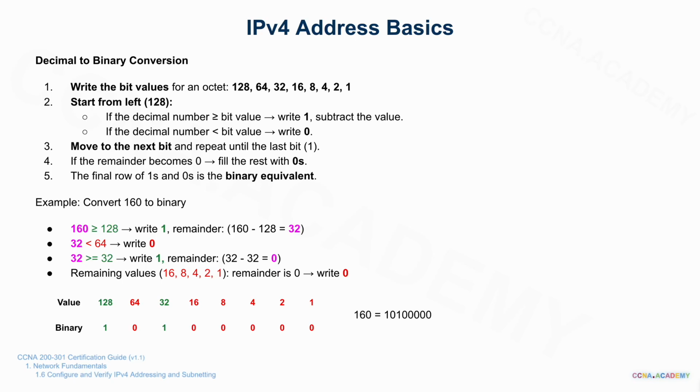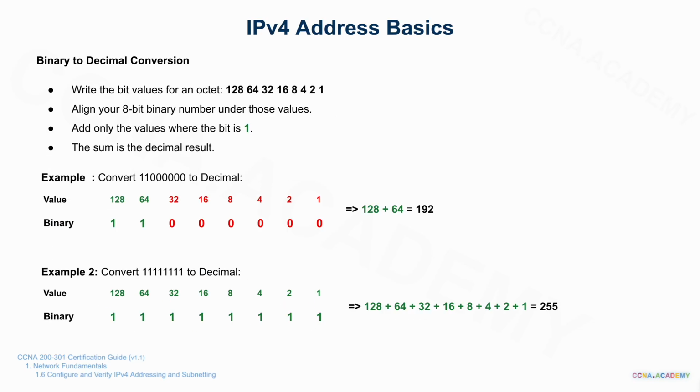For example, with 160, it's larger than 128, so we put a 1 and subtract 128, leaving 32. Then move to the next bit, 64. 32 is smaller than 64, so we put a 0 and move to the next bit. 32 is exactly the next bit value, so we put another 1 and subtract. Now the remainder is 0, so the rest are all zeros. The binary result for 160 is 101, followed by 5 zeros.